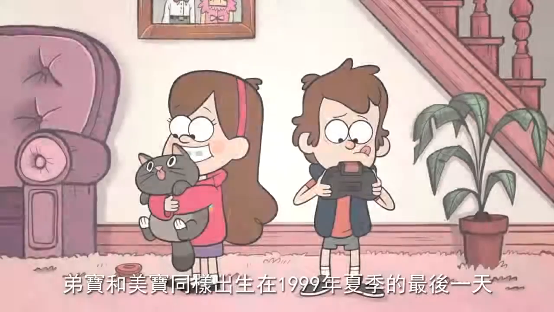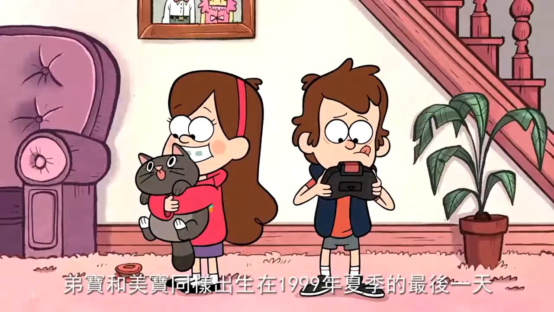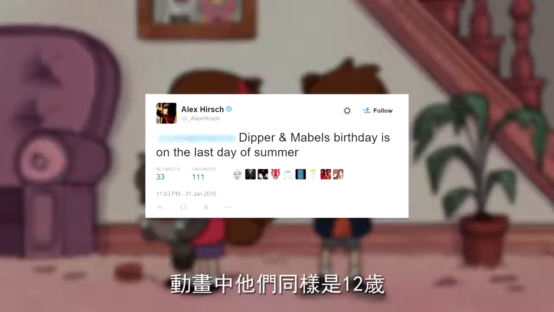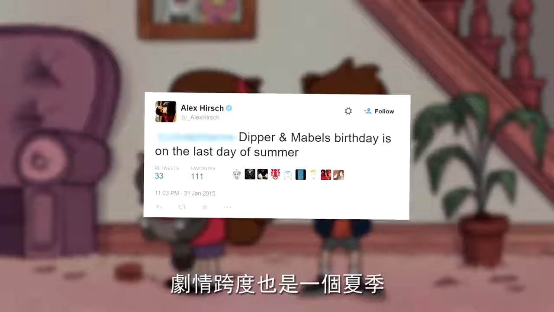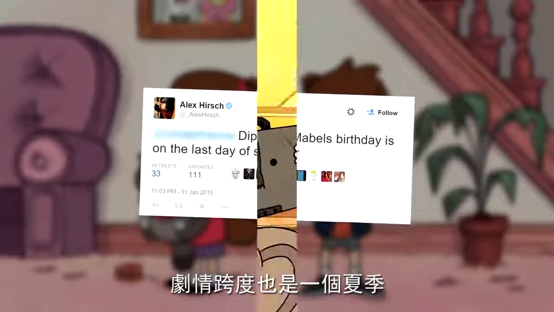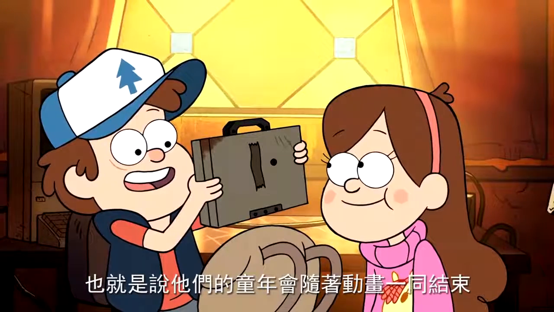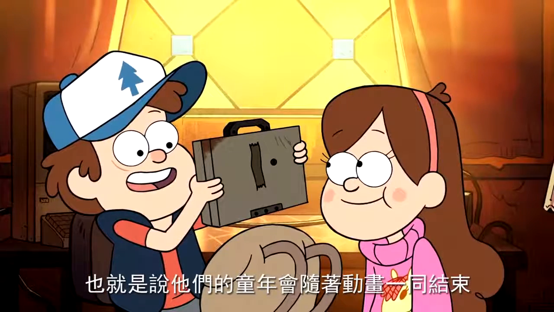Both Dipper and Mabel were born at the end of the summer in 1999. In the show they are both 12 years old, and as the show takes place over the course of one single summer, it means their childhood will come to an end with the end of the series.